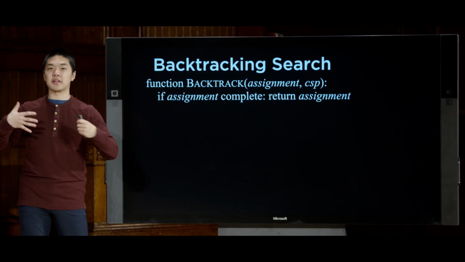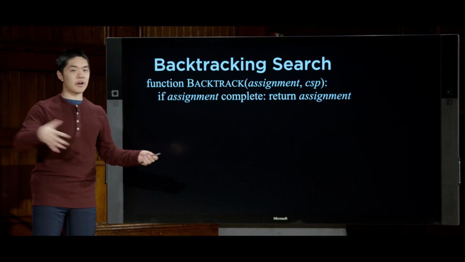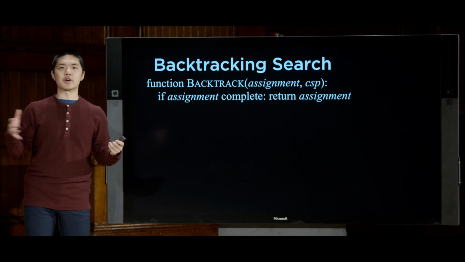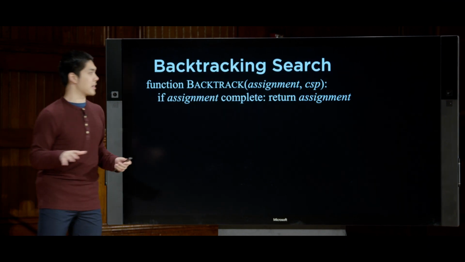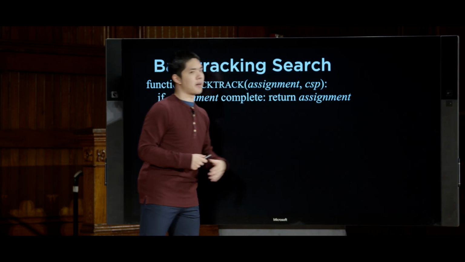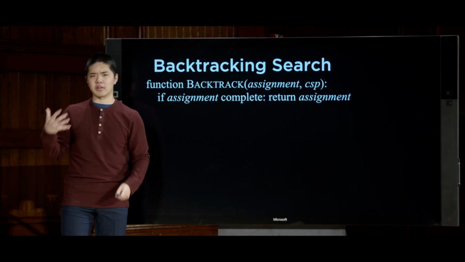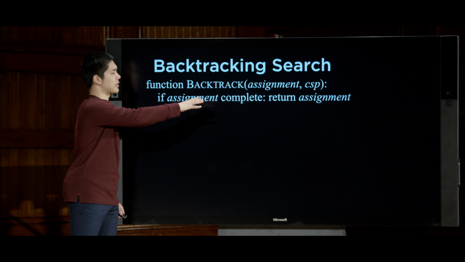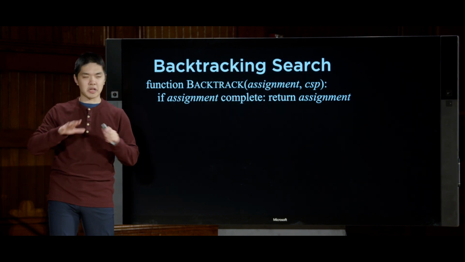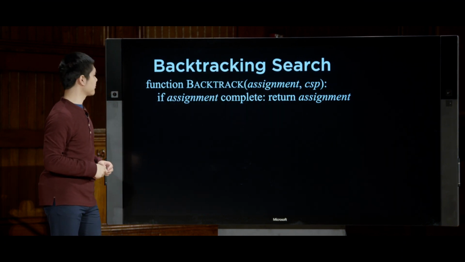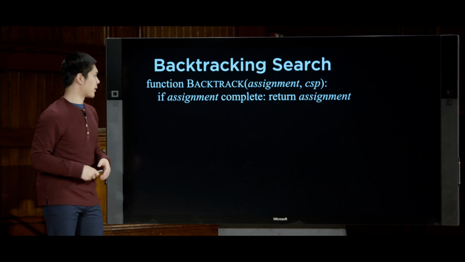If the assignment is complete, meaning all of the variables have been assigned, we just return that assignment. That, of course, won't be true initially, because we start with an empty assignment. But over time, we might add things to that assignment. So if ever the assignment actually is complete, then we're done. Then just go ahead and return that assignment. But otherwise, there's some work to be done.